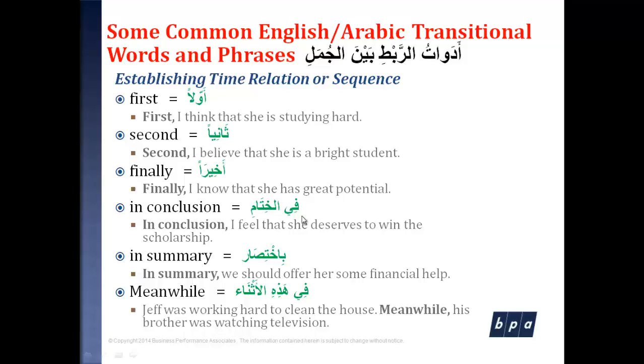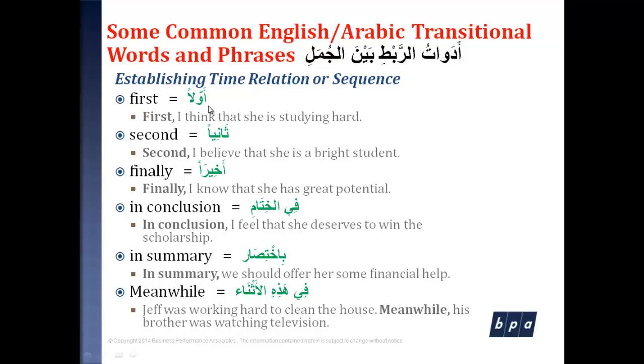In conclusion, في الختام. In summary, باختصار. Meanwhile, في هذه الأثناء. Let's repeat those again.